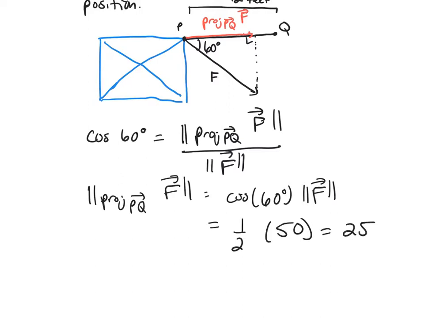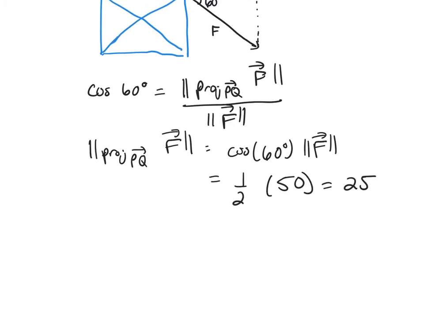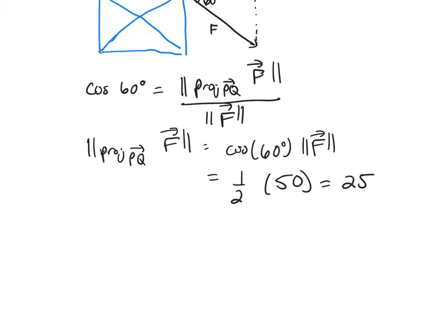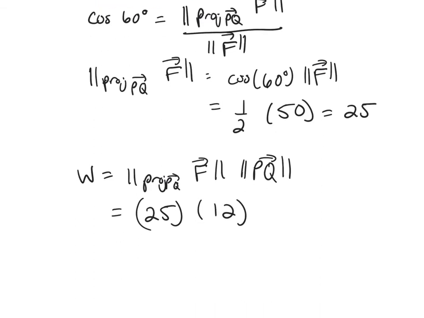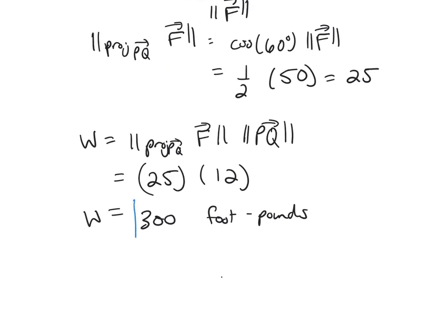So this is 25. So we're going to go back to our work formula. We're going to use the second one. Work is the magnitude of this projection times the magnitude of PQ. So this is 25, and the magnitude of PQ is 12. That's the distance there. And so it's 300, and if we put units on it, it would be foot-pounds. So that's the amount of work done.